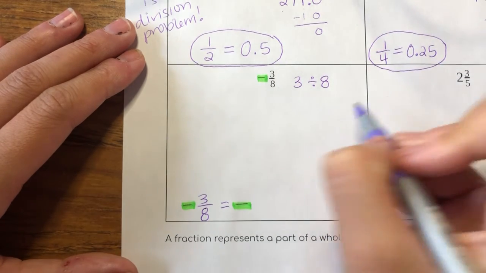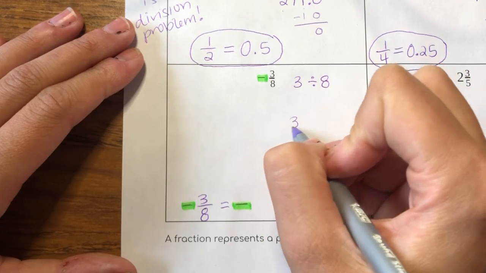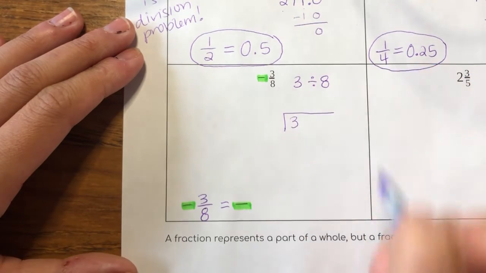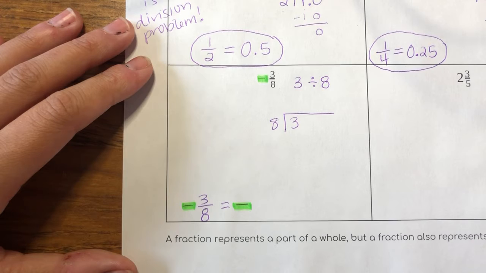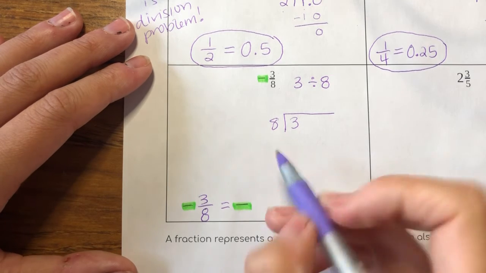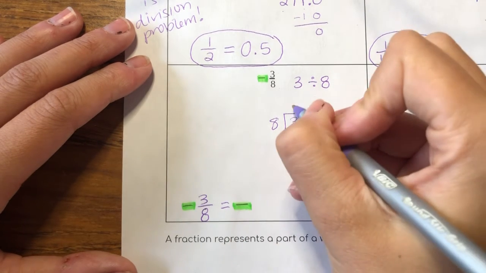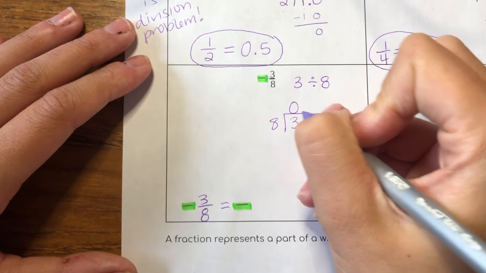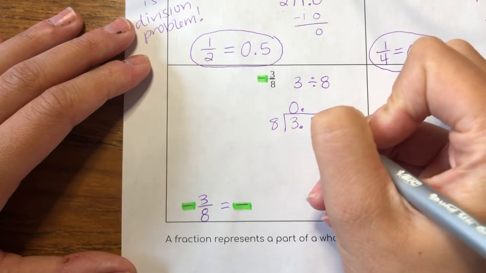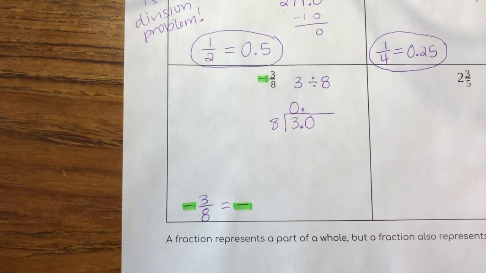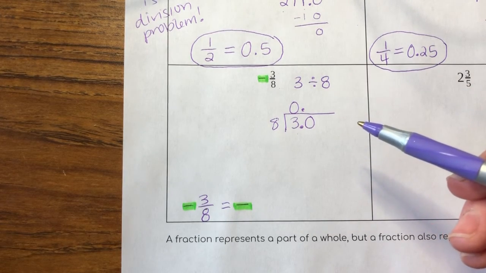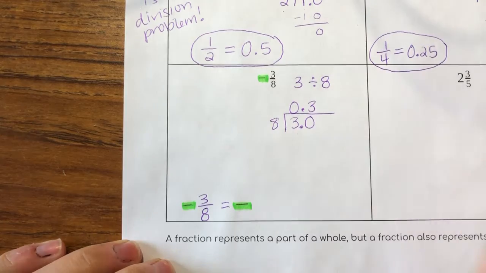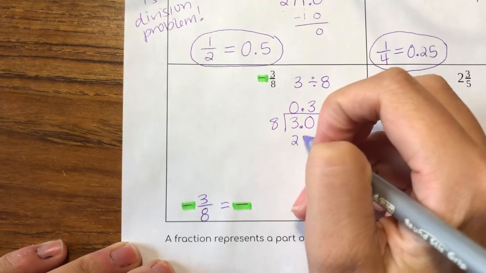And I set up my little division. The 3 goes inside because it's what's getting divided, and the 8 is on the outside. I long divide. I ask myself, 8 goes into 3 0 times. So I add a decimal above and below, and I give myself another place. Now 8 goes into 30 3 times, because 8 times 3 is 24.